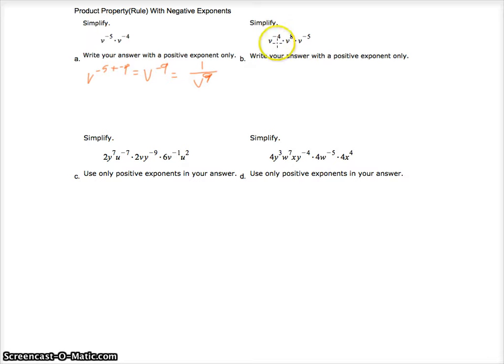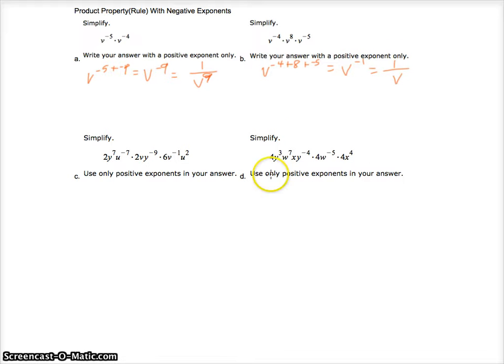Here it says simplify v to the negative 8, v to the negative 4, v to the 8, and v to the negative 5. So I'm going to have v to the negative 4 plus 8 plus negative 5. Negative 4 plus negative 5 is negative 9. Negative 9 plus 1, or plus 8, is negative 1. So it's v to the negative 1, which is going to give me 1 over v.